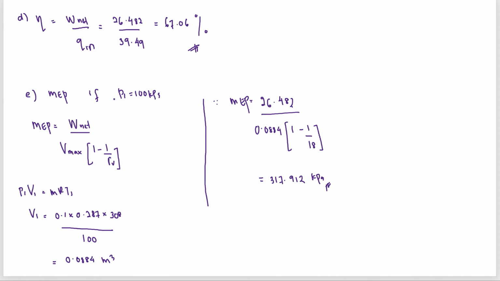And MEP, if the pressure P1 is equal to 100 kPa. Please be careful: if you write W net in capital letter, then volume must be in capital letter. To find V1, we use the ideal gas equation, then we get V1. From V1, we get the MEP, and the value of MEP is 317.912 kilopascal. So that's all for now. Thank you.